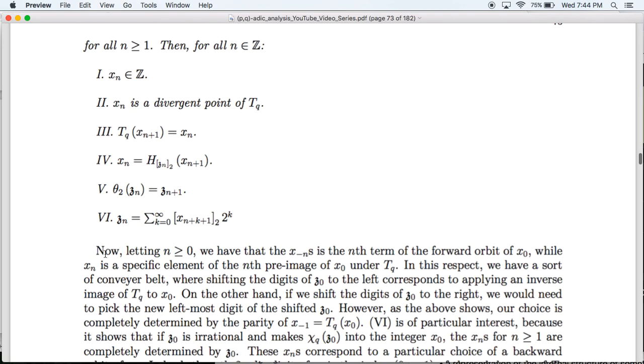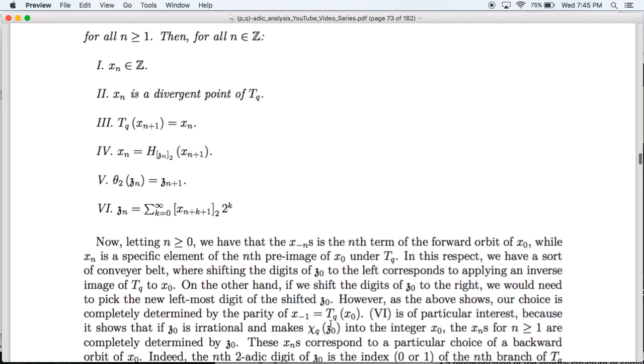On the other hand, xn for positive n is going to be an element of the nth pre-image of x0 under Tq. And so in this respect, what we have is like a sort of conveyor belt, where shifting the digits of z0 to the left corresponds to applying an inverse image of Tq. On the other hand, if we shift the digits of z0 to the right, we would need to pick the new leftmost digit of this shifted number. However, as the above shows, our choice is completely determined by the image of x0 under Tq.